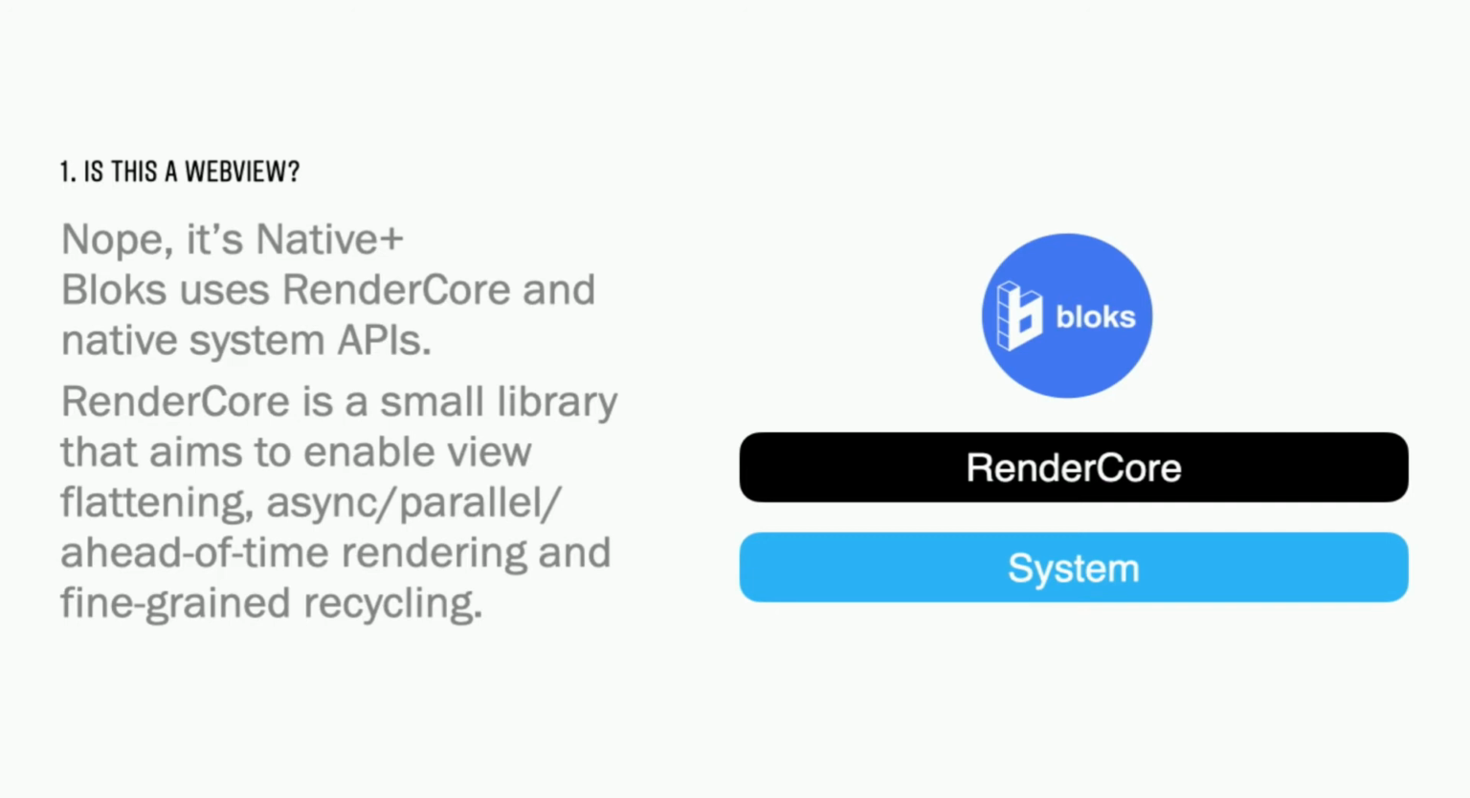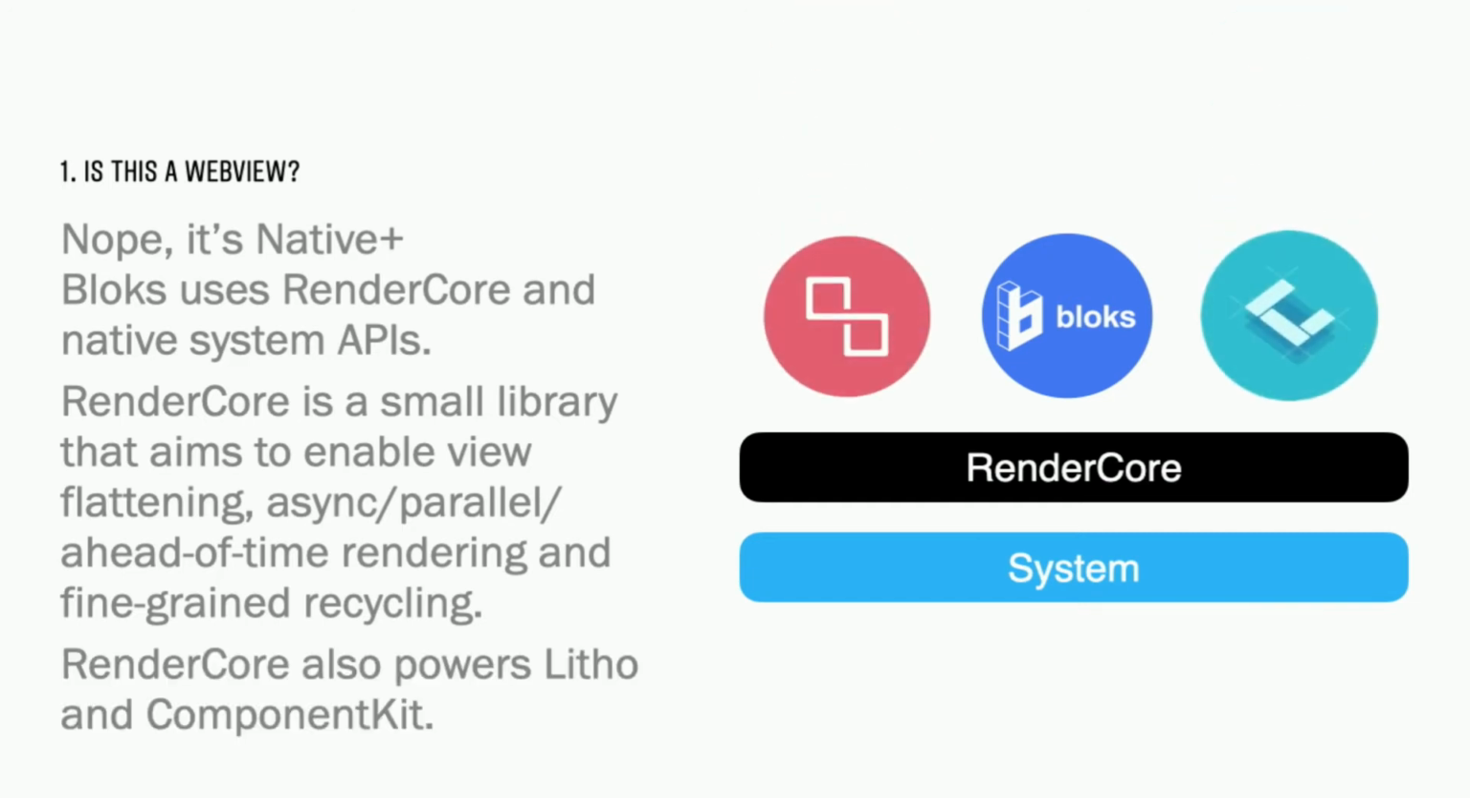Render Core enables us as well to do a lot of view flattening, which means the view hierarchy ends up being smaller and more performant. Similarly, we can do a lot of layout calculations on a background thread, in parallel, or even ahead of time. Finally, we can also do fine-grained recycling, in such a way that not only can the entire surface be recycled, but also the smaller items. And as I said before, this is also what powers Litho and Component Kit, which are already open source, which is amazing.